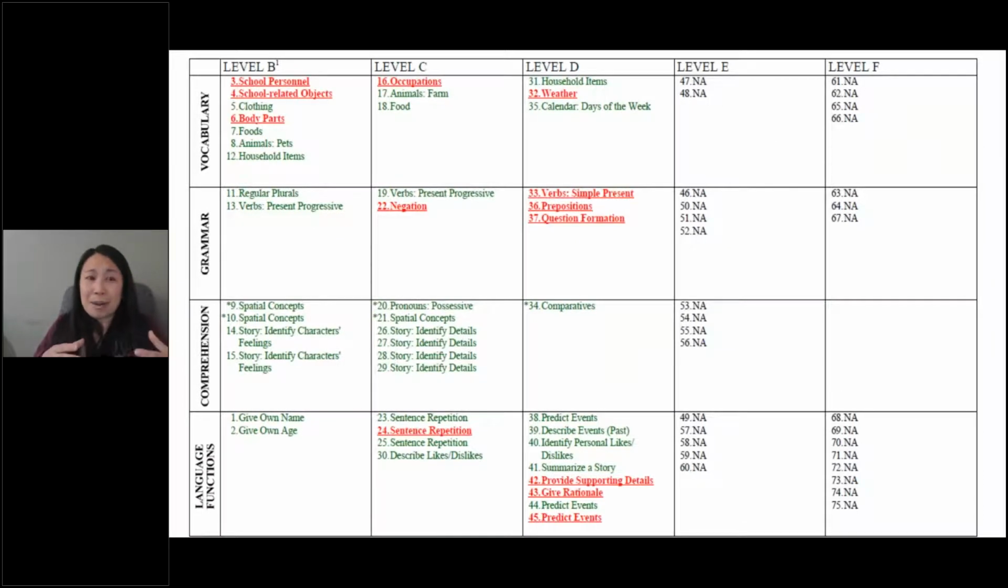This is one of my favorite parts of the reports, just because in red it totally stands out. I know the student is weak in body parts or occupations or weather. You'll see the vocabulary, the grammar, comprehension, and language functions. I can see verbs, simple present. I could see the student needs help giving rationale or providing supporting details.